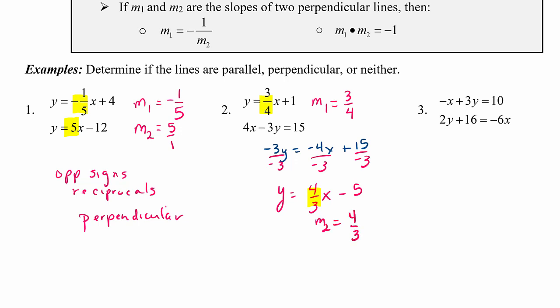So we have one line with a slope of +3/4 and a second line with a slope of +4/3. Notice that these lines have slopes that are reciprocals of each other, but they're not opposite reciprocals. You see that? The signs are the same. So here you have two lines that are rising. They will eventually meet because they have different slopes. However, they're not going to cross at 90-degree angles. So this is a case where the lines are neither parallel nor perpendicular. So we would say neither.